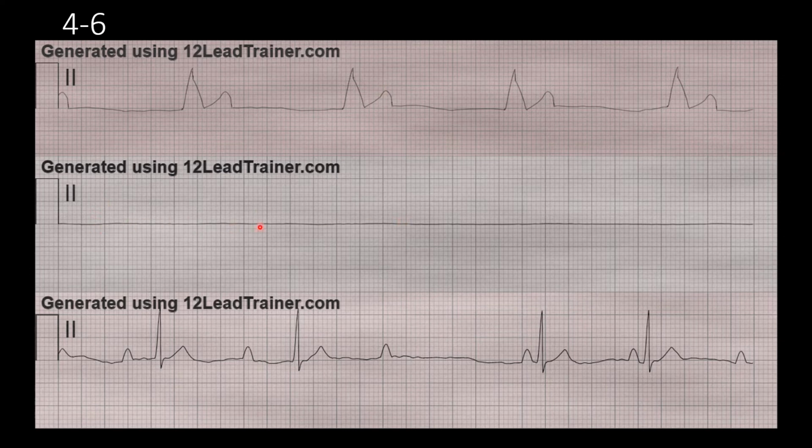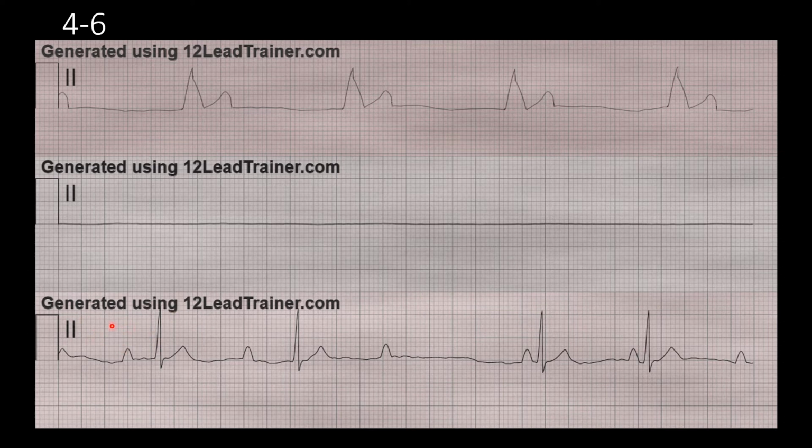Then on this next one here, we don't know if it's regular or irregular. There's nothing going on there, so we can't say. There is no rate, and there are no P waves, no intervals. So based on that, we would say that this is asystole. A flat line means there's no electrical activity in the heart at all.